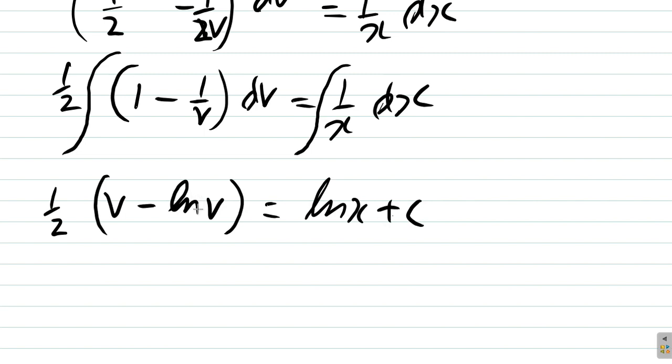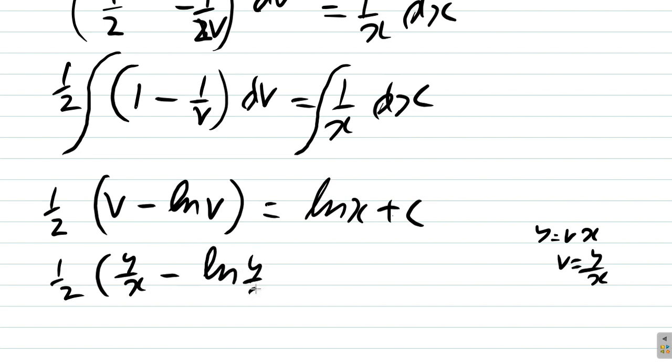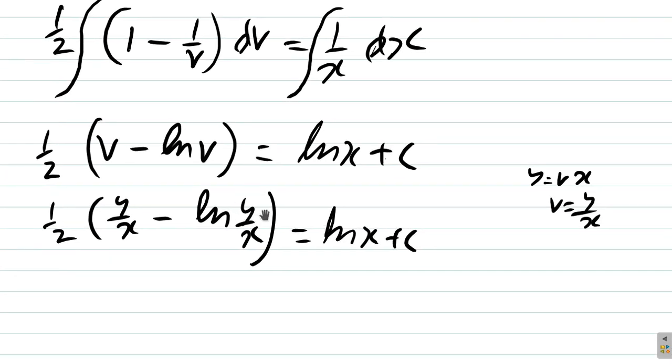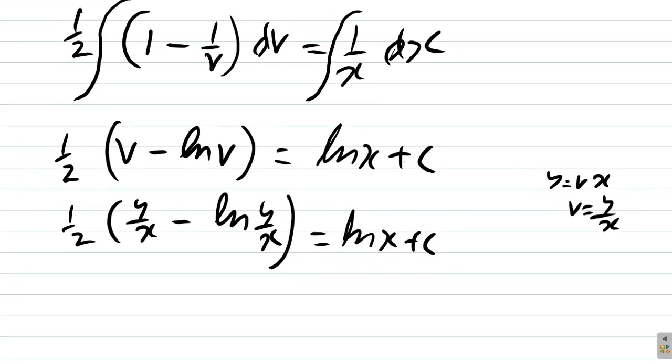Now, what happens here? What can we do? The fact that y equals vx means that v is y over x. We can say half y over x minus ln y over x, right? Alright, let's keep it as that, equal ln x plus c. Alright, that's our solution. We could neat it up a bit.